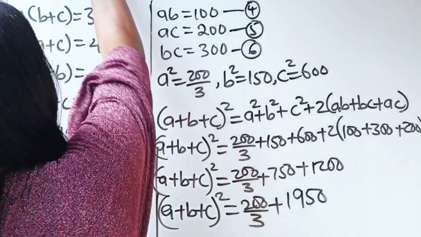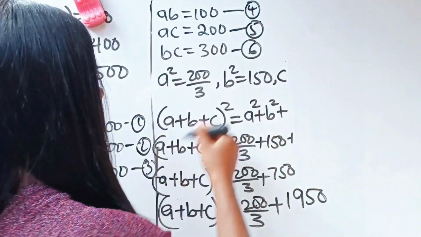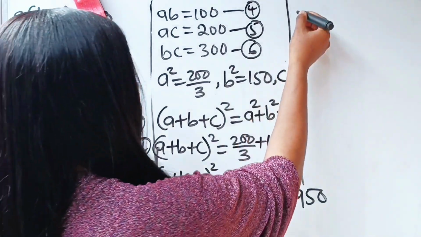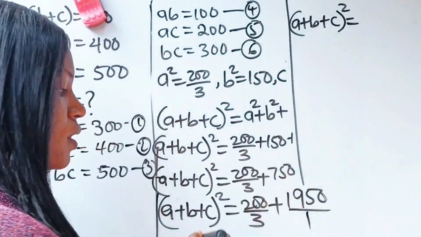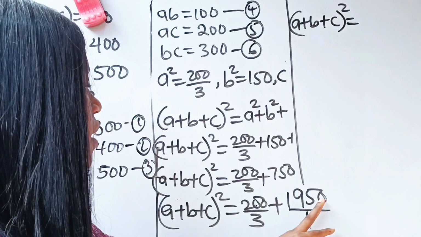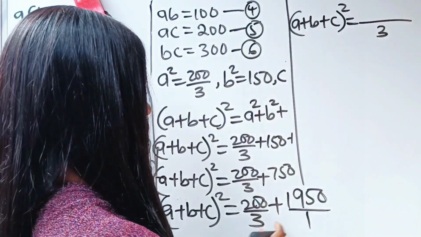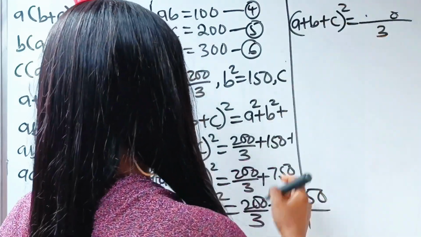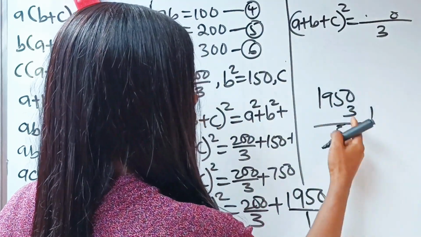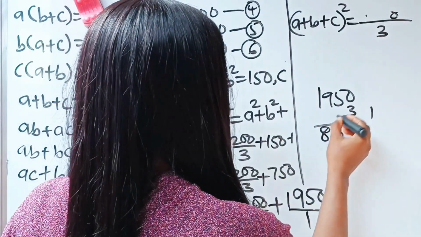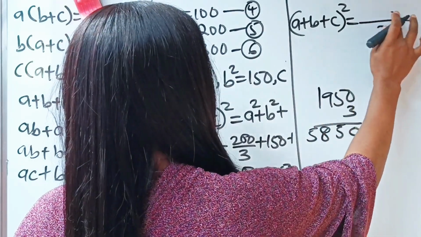Perfect. Now let's continue. We are almost at the end of this. Now the only important thing is this last equation that we have here. So we have A plus B plus C squared is equal to, now let's solve this. If we solve this, we are going to have 1950. The LCM should be 3. We are going to use the butterfly method. So 1950 times 3. 3 times 0 will give us 0. 5 times 3 is 15, carry 1. 3 times 9 is 27 plus 1 is 28. We carry 2. 3 times 1 is 3 plus 2 is 5. So we have 5850.